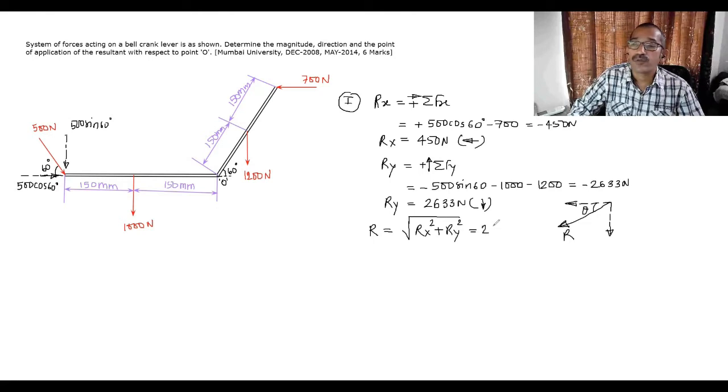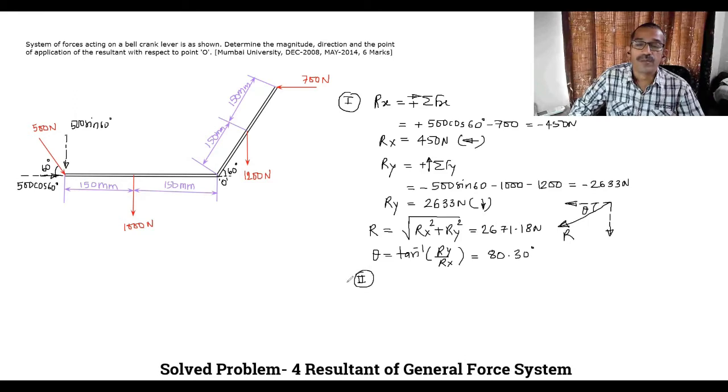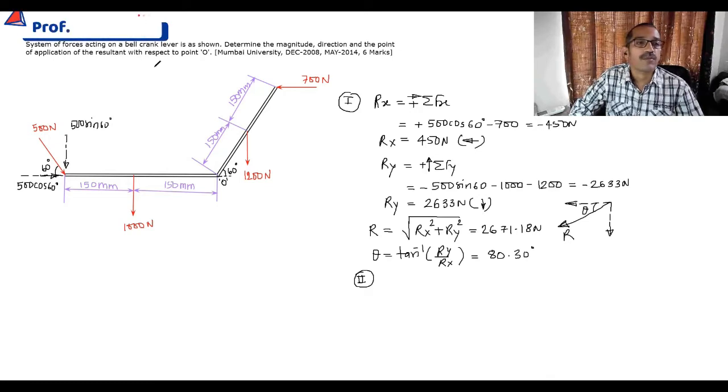This one comes out to be 2671.18 Newton. Theta, if you want to find it, is the tan inverse of Ry upon Rx. If we substitute Ry and Rx, the angle theta comes out to be 80.30 degrees. I mean, this is our first step, right? Now, once we get this first step, the next step is to find the point of application of the resultant. With respect to which point is the problem asking? Just check: determine the magnitude, direction and point of application of the resultant with respect to point O here.